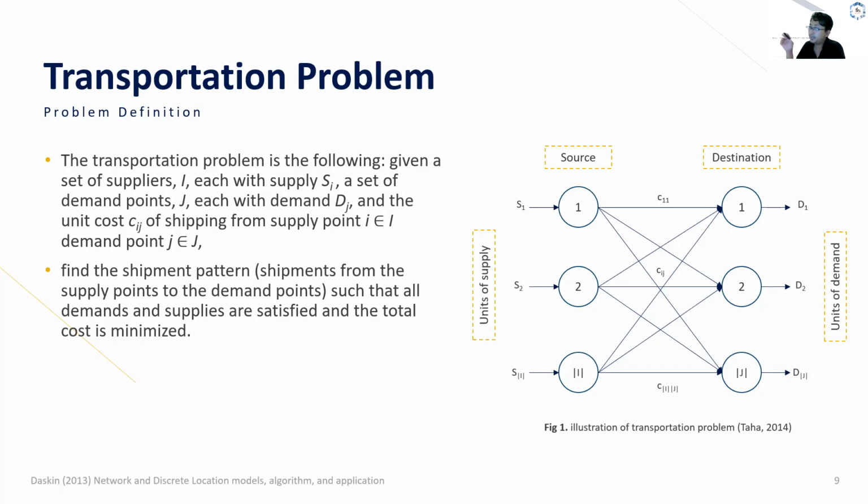So it is represented by C_ij. Okay, C from supplier I to demand point J. Okay, so we will find the shipment pattern of which supplier will supply which demand points, such that the cost of those supply and demand patterns is minimized.